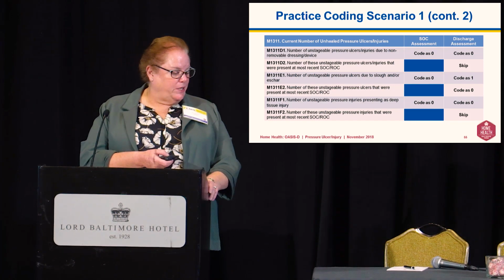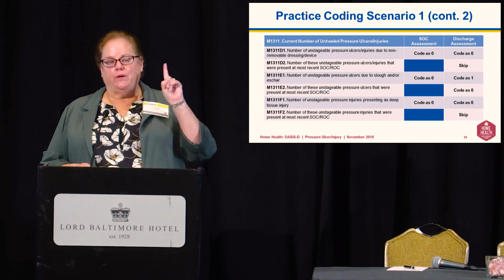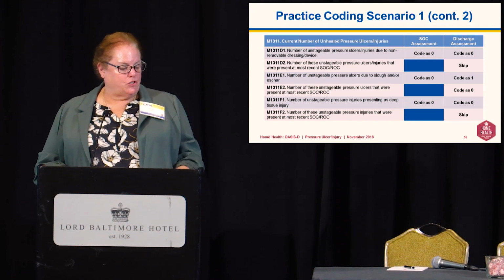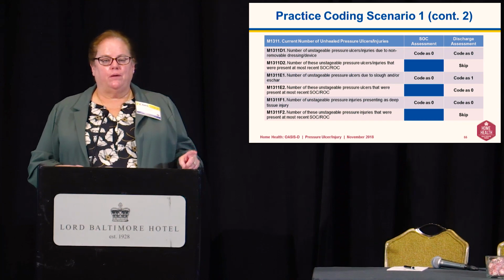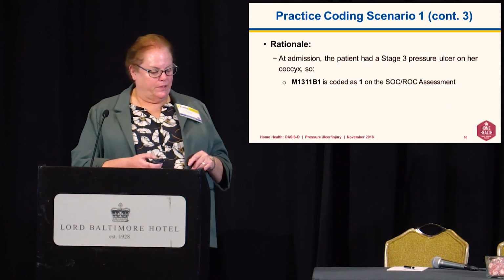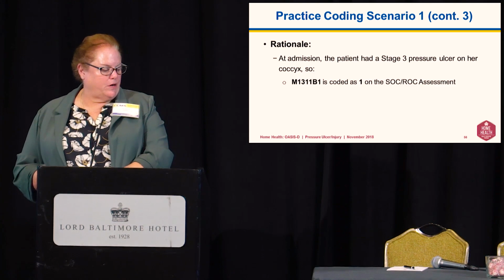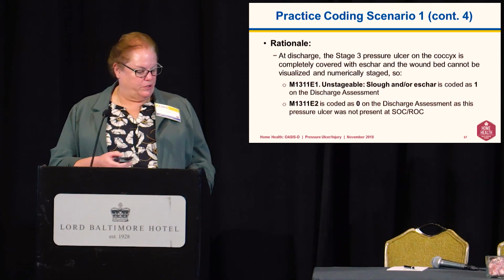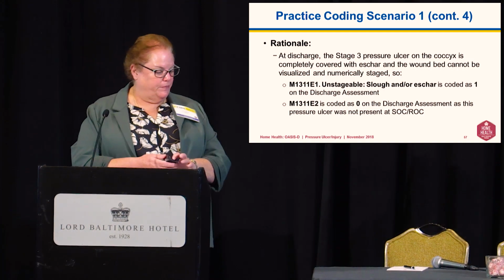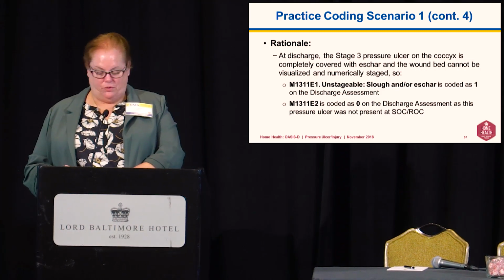And then we get into E1, which is the number of unstageable pressure ulcers due to slough or eschar. We had 0 on admission. We have 1 at discharge. And then that big question is how many of these that are present were there at the start of care, and we have 0. All right. So the rationale here, at admission, the patient had a stage 3 on her coccyx, so that was 1, which we understood that to be. And then at discharge, the stage 3 went to unstageable. And so we would code E1 as 1 and E2 as 0.